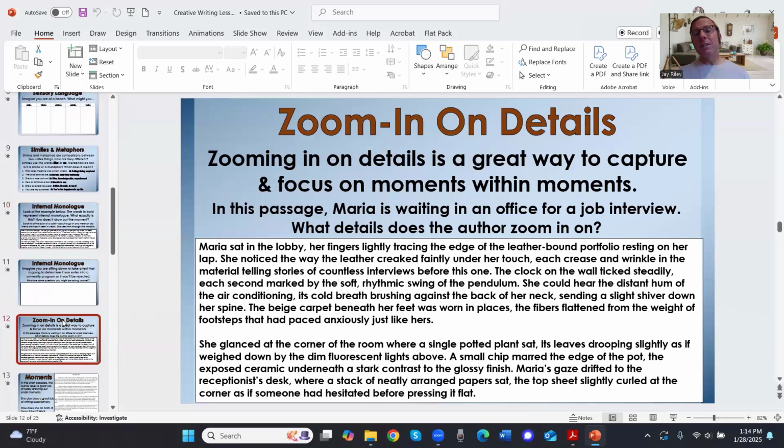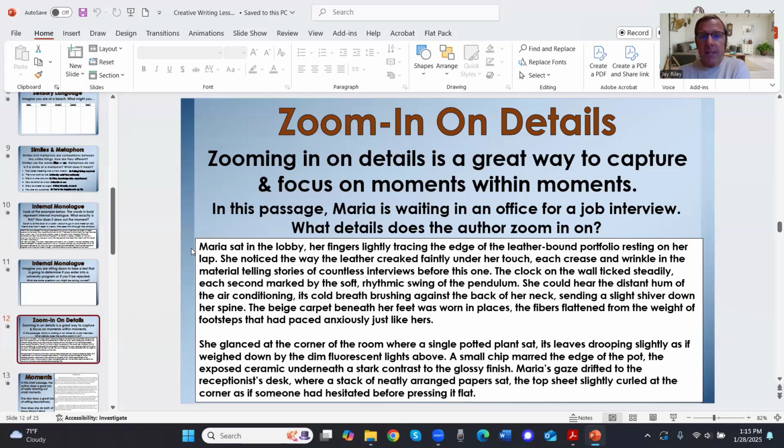And finally, another really great strategy is zooming in on details. And we can use this along with figurative language, because when we're talking about these details, we can use similes and metaphors to describe those details. So here, I won't read this whole thing, but I've got two paragraphs where the author does a really great job of zooming in on details.